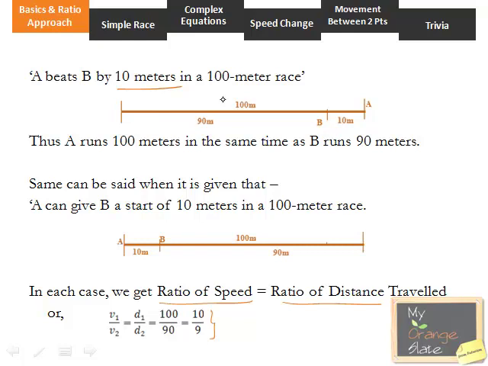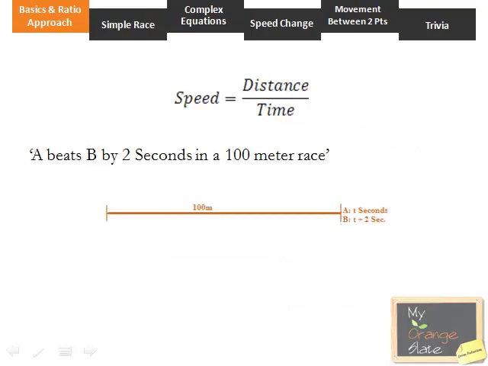Same as distance, you may find similar phrasing with regard to time as well, where the sentence may say that A beats B by 2 seconds in a 100-meter race. A beats B, thus B must take more time than A, and the difference in the time must be 2 seconds. Thus if A completes the race in t seconds, B should take t plus 2 seconds. Now in this case, the distance traveled is the same for both, and hence the ratio of speed is equal to the inverse ratio of time.